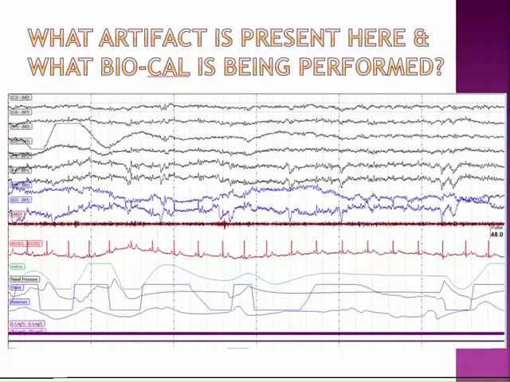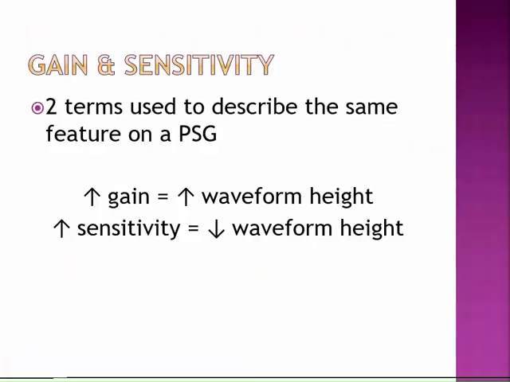Here's another example of it. The abdomen belt looks fine, but the chest belt has this squaring appearance, so you would want to adjust the height of the waveform in that one. Gain and sensitivity are two terms used interchangeably to describe the height of the channel.